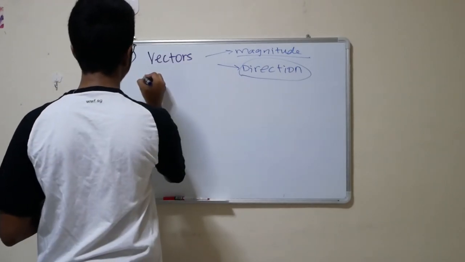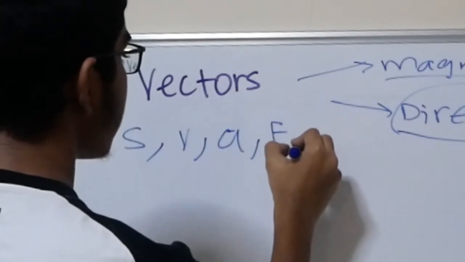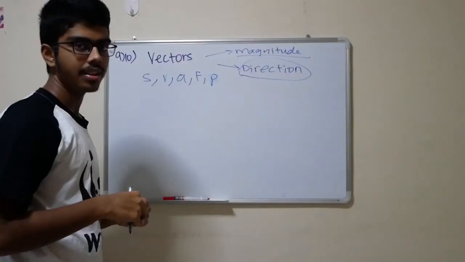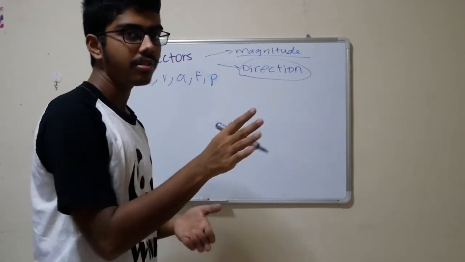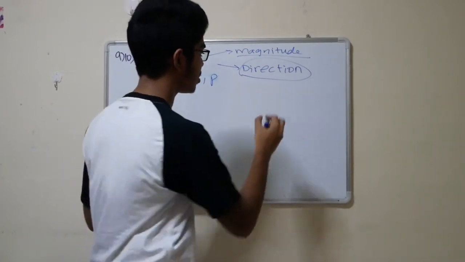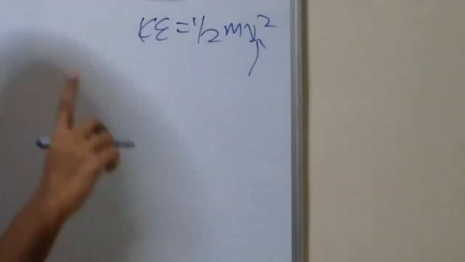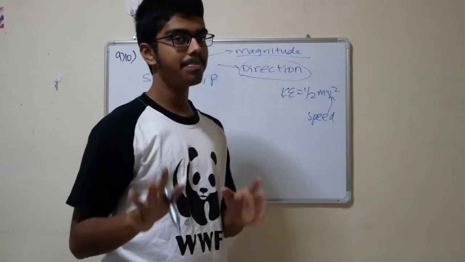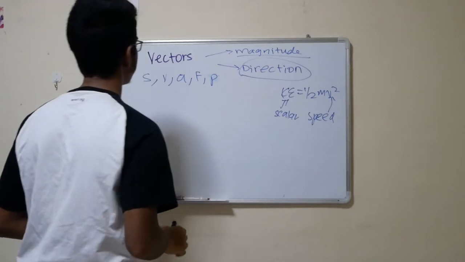Now, what are examples of vectors? Displacement S, velocity V, acceleration, force, momentum, which is P, correct? Energy, is it a vector? No, it's a stored quantity. It is a quantity that's associated with the motion in the case of kinetic energy. In kinetic energy, which is half mv squared, this v here is not the velocity. It is the speed, guys. You take the magnitude. That's why this thing right here is a scalar. Energy is a scalar quantity.